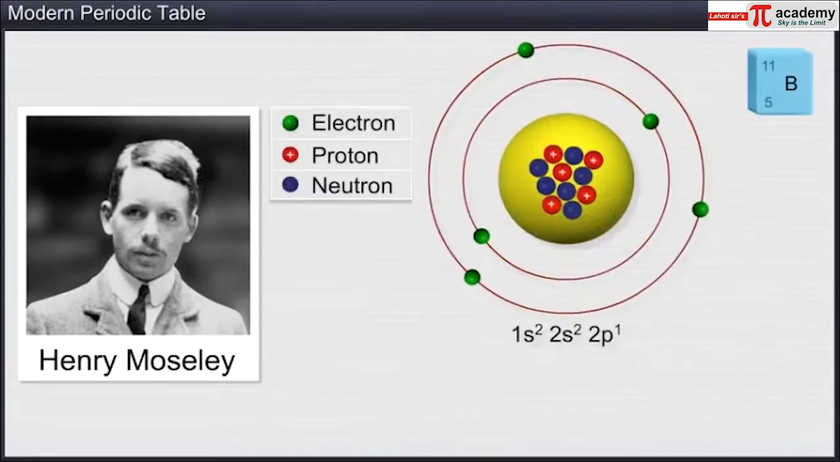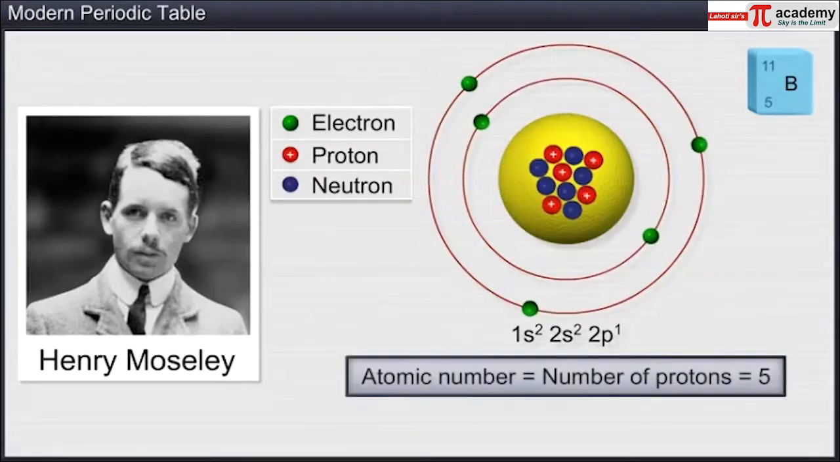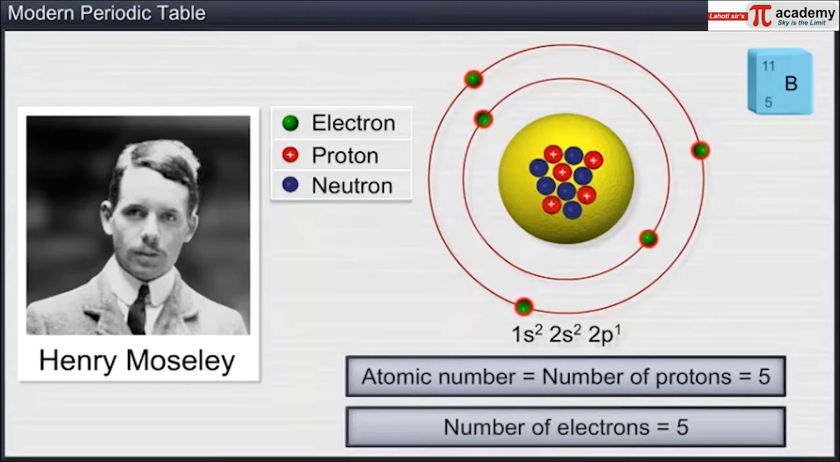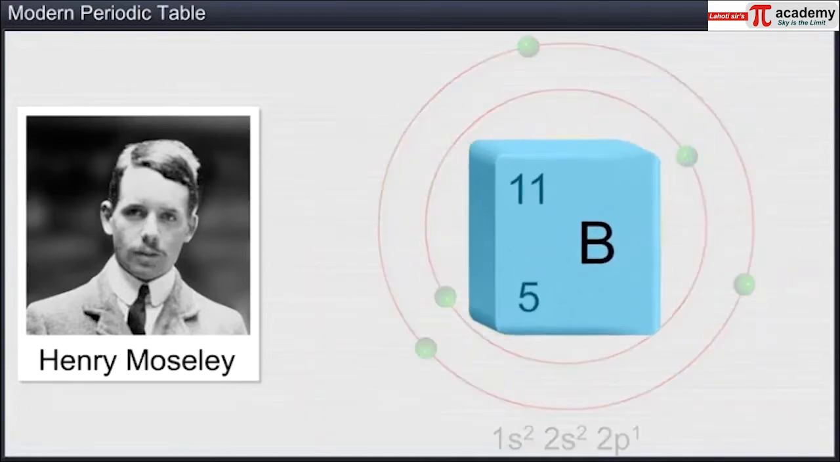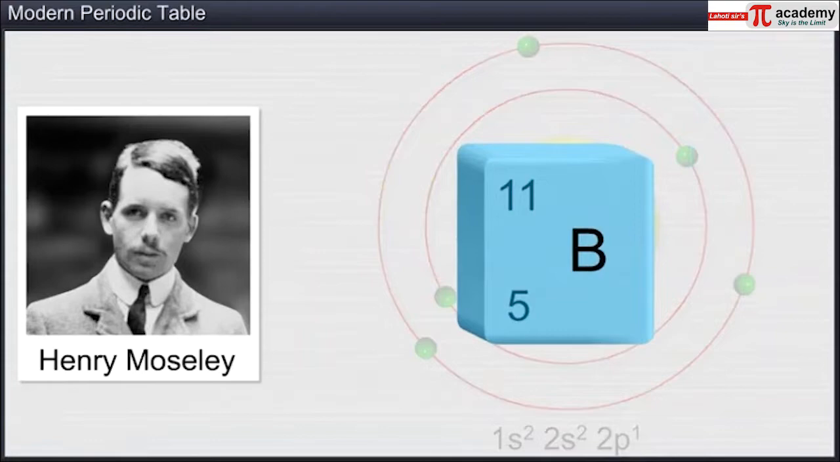Based on his findings, Moseley established that the atomic number, which is the number of protons contained in the nucleus, or the number of electrons surrounding the nucleus in a neutral atom, is a more fundamental property of an element as compared to its atomic mass, as it defines the electronic structure and properties of an element. Hence, Moseley suggested that atomic number and not the atomic mass should be the basis of classification of the elements.